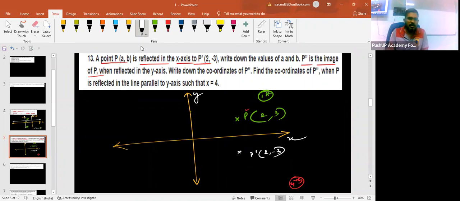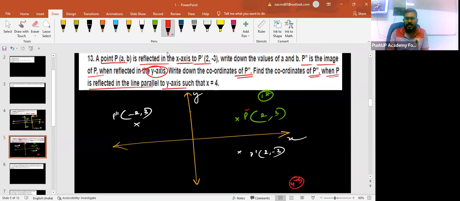By getting reflected in the y-axis. So where is the y-axis? Over here. So when it is getting reflected, it will go to which quadrant? The second quadrant, isn't it? From the first quadrant to the second quadrant. So it becomes -2 comma 3. That part is done.